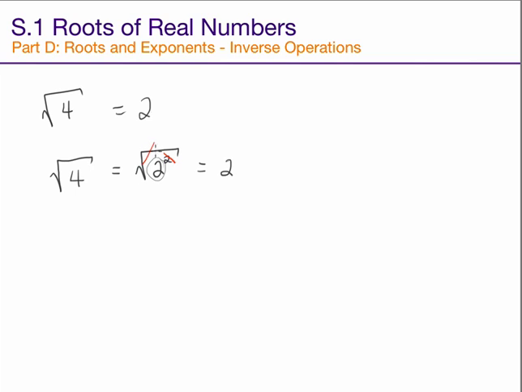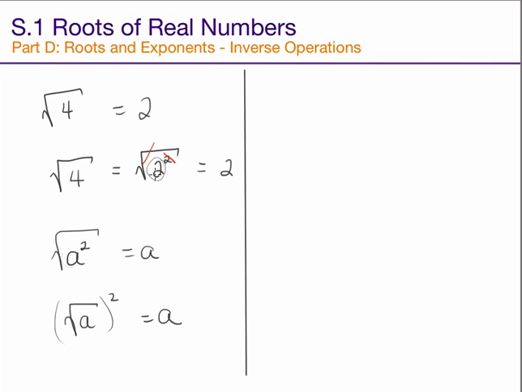Well, this squaring and unsquaring are called inverse operations. I can actually take any number and square it and unsquare it, and I'll get that number back. What's more, it doesn't matter whether I square it first and then unsquare it, or whether I unsquare it and then square it. I'll still get the same number back. Here's what I mean.